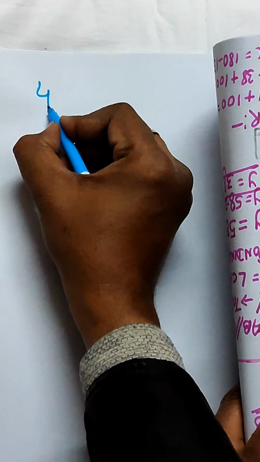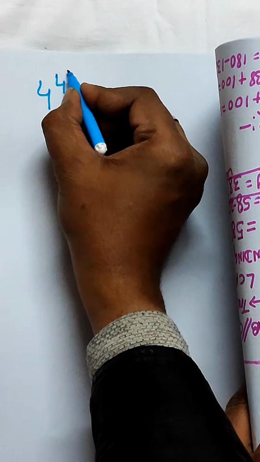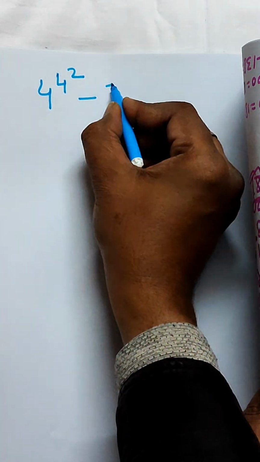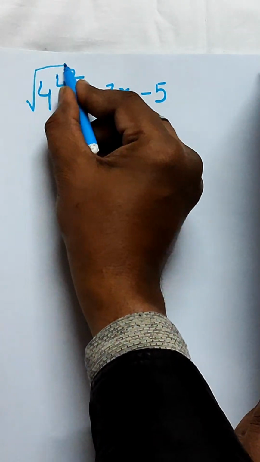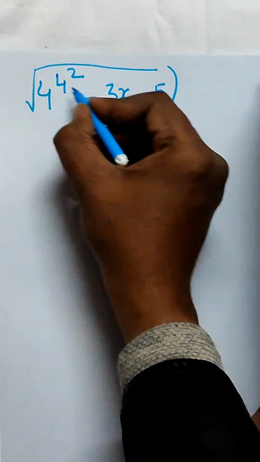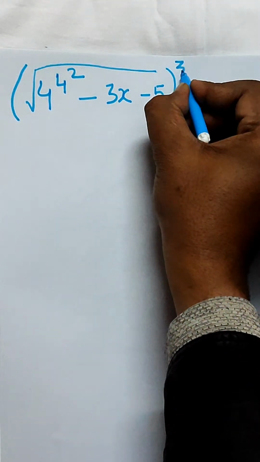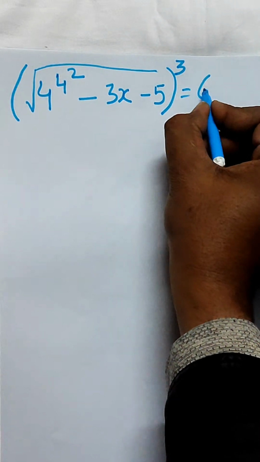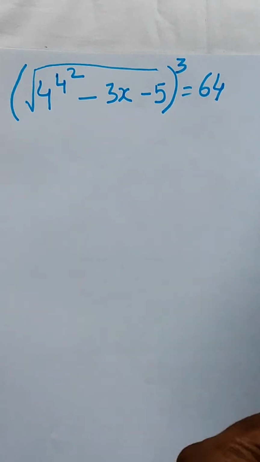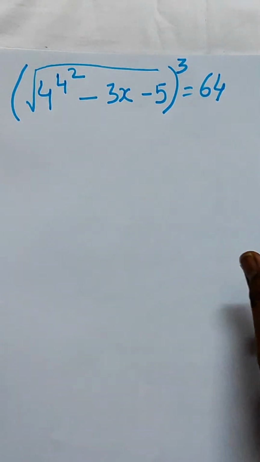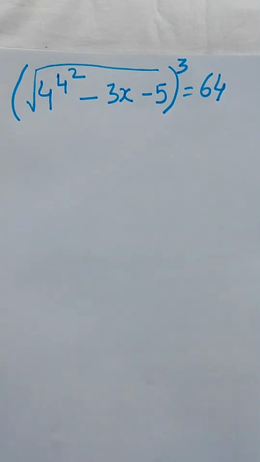Yeah, this is the same question which I want to take over here. That is (4^(4^(2 minus 3x minus 5)) into the root), and this will be the whole bracket to the power 3 cubic equal to 64. Okay, now we will solve this question. We need to find the value of x over here. So let us see how we will be solving it.